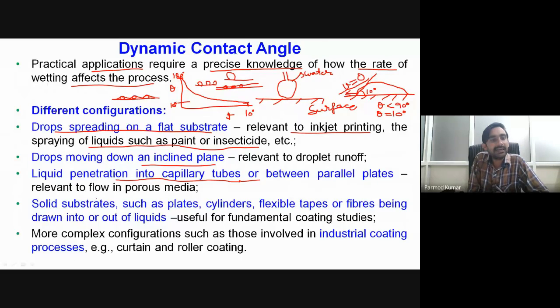Then we have the situation where solid substrates such as plates, cylinders, flexible tapes, fibers, etc. are either drawn into or taken out of liquids. These are relevant particularly to coating applications. We may also have more complex configurations, particularly in industrial coating processes. So these are the many situations listed here where the occurrence of dynamic contact angle takes place.